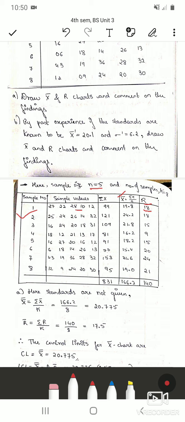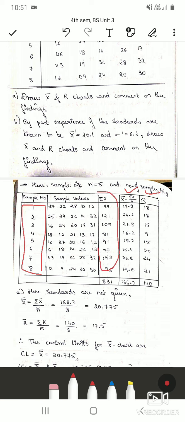For the next sample, what you do? Add all these values. You will get 121. Divided by n, you will get 24.2. And then find the range. So here the highest value is 32 and the lowest value is 14, therefore the range is 18. Similarly, find X bar and R for all the samples. So for all 8 samples you have to find X bar and R.